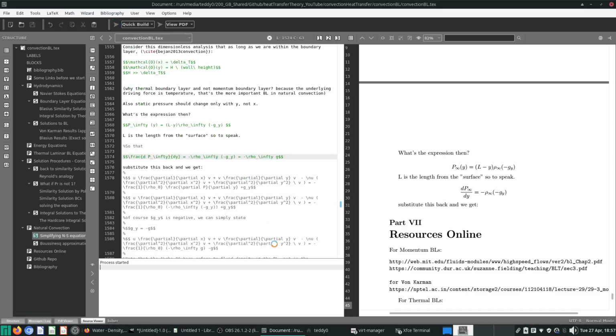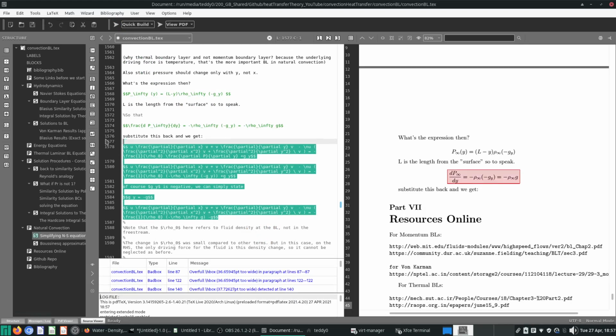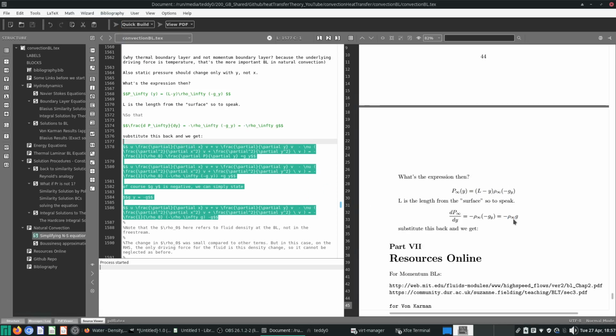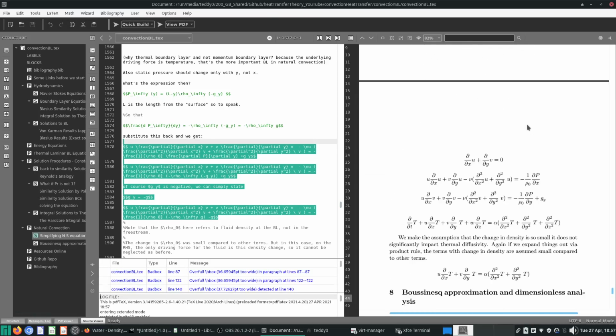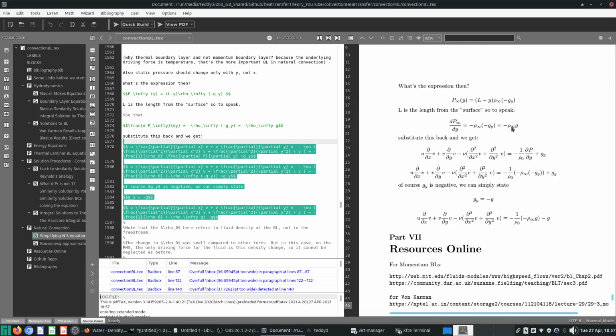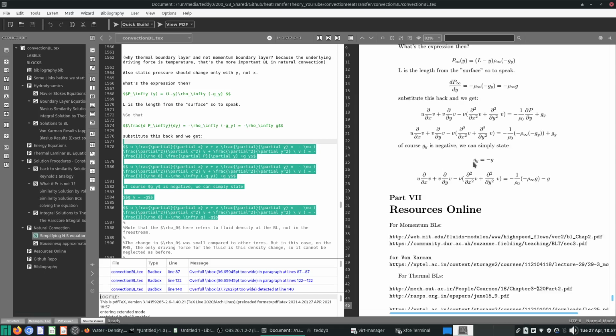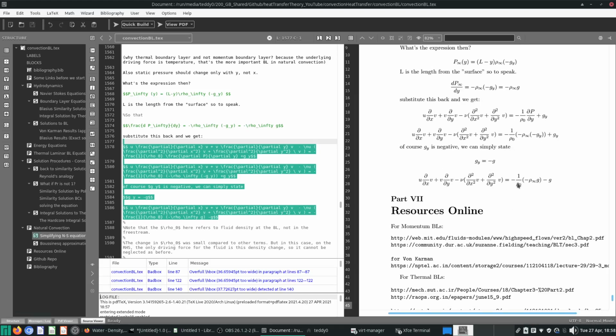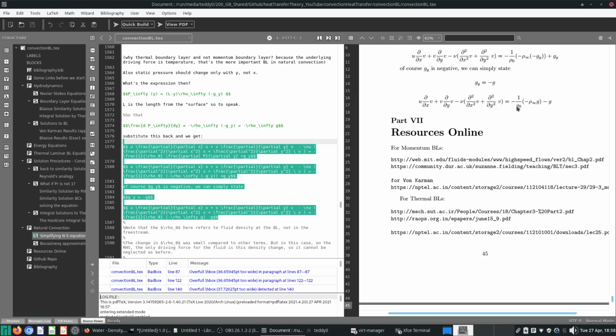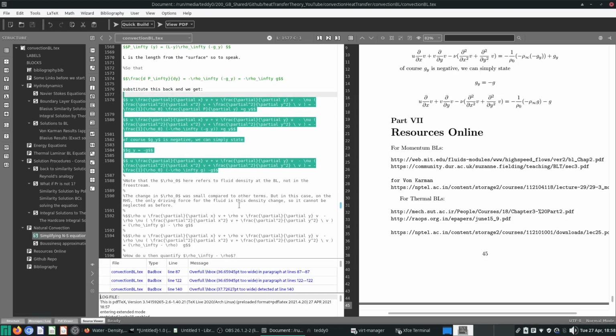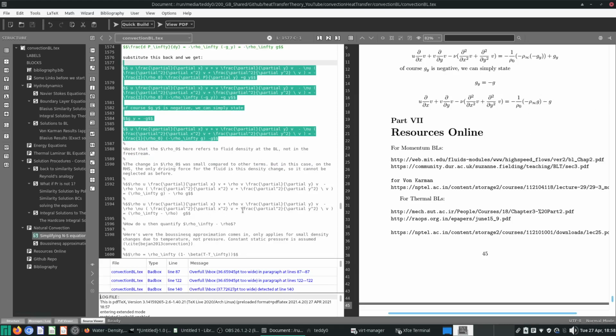So we need to substitute this back, and we will get the following. We substitute all of this back here, dp dy, which is just minus rho infinity g. Over here I used it in terms of gy, but of course we need to swap it out. gy equals minus g, as I said before, and then we can get minus 1 over rho minus rho infinity g minus g. Remember this rho naught over here is the density in the boundary layer. Rho infinity here is the density in the free stream.